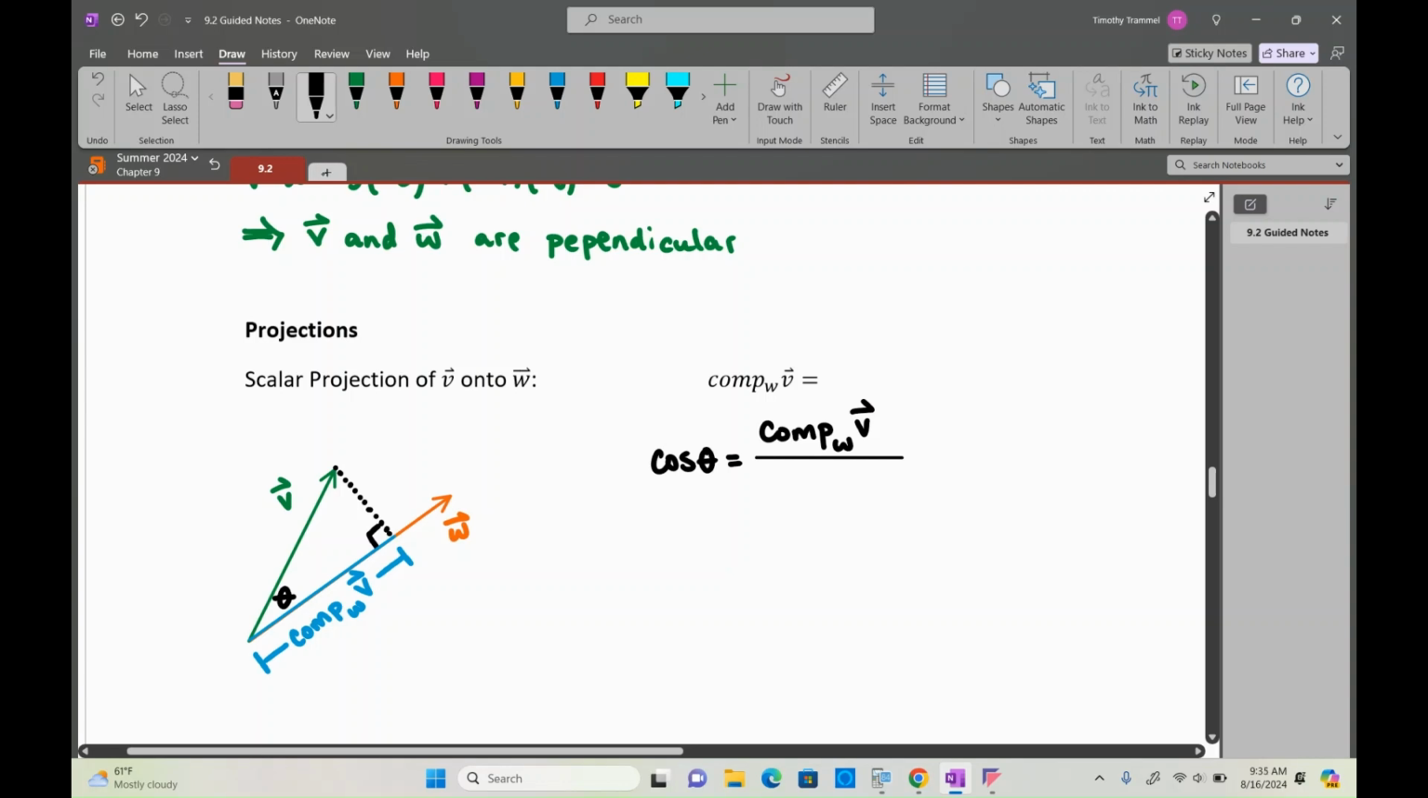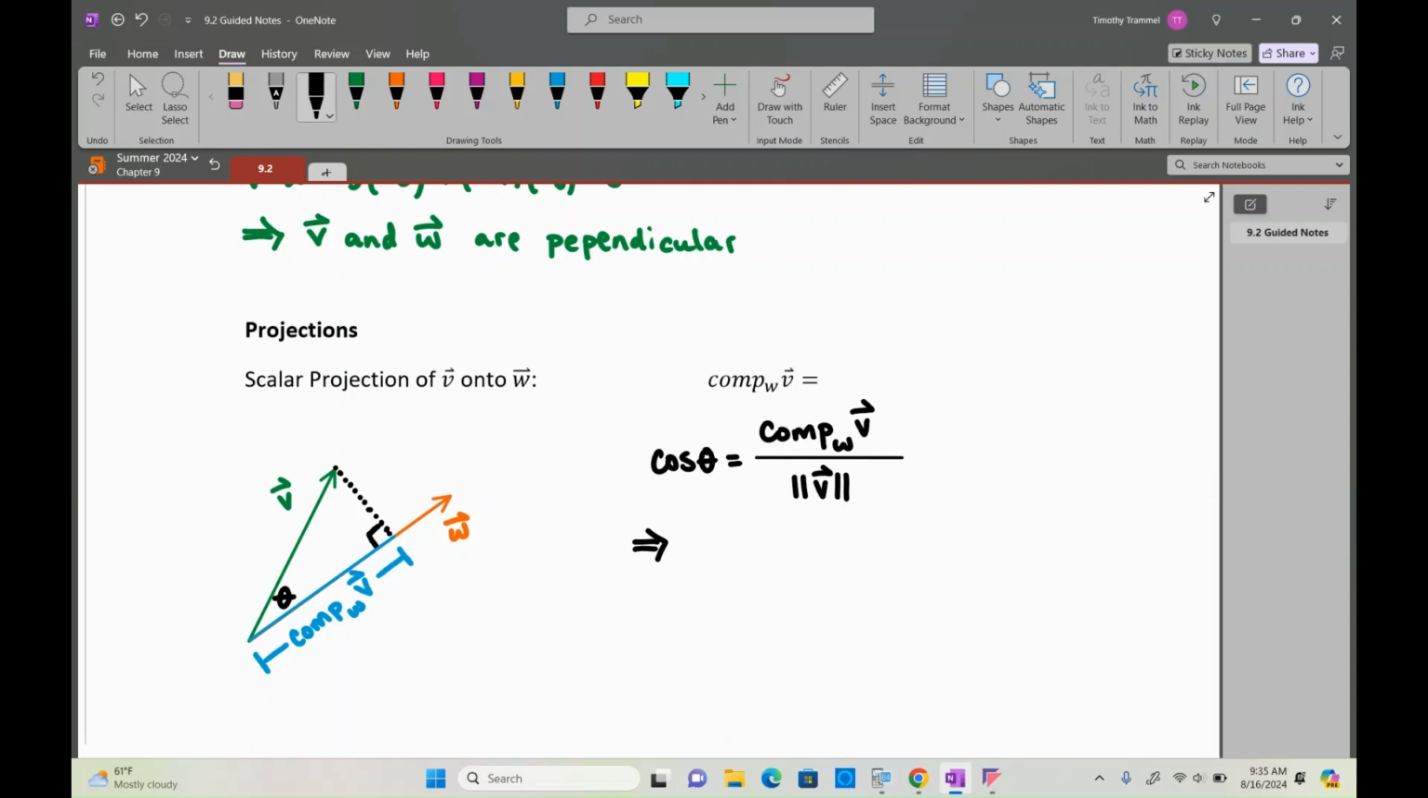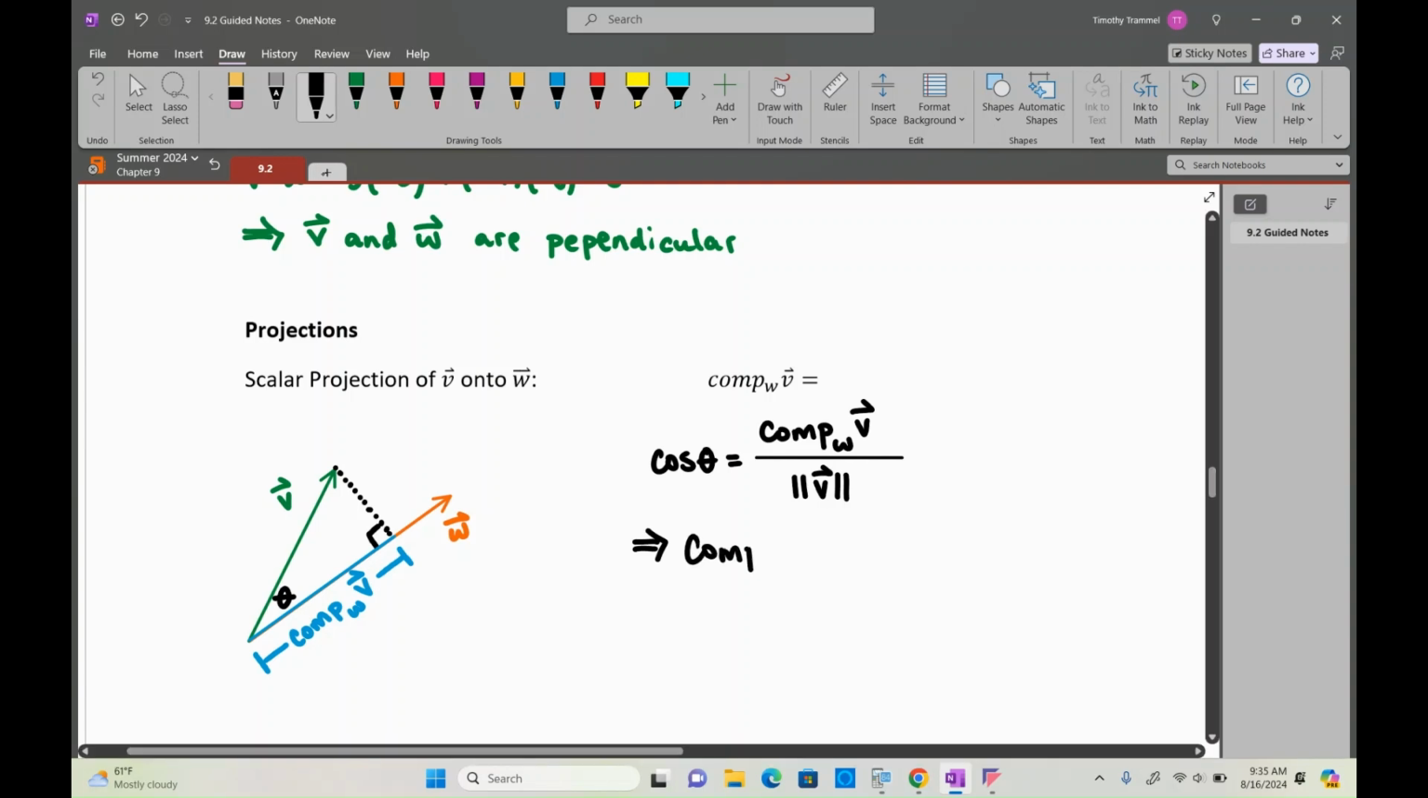And if I divide by the hypotenuse, it's just the length of v. Okay. And so we could maybe multiply both sides by the magnitude of v here. And so we'll have that our projection of v onto w, our scalar projection, is then equal to the magnitude of v times cosine of theta. There we go. And maybe we could do a little bit more with this.